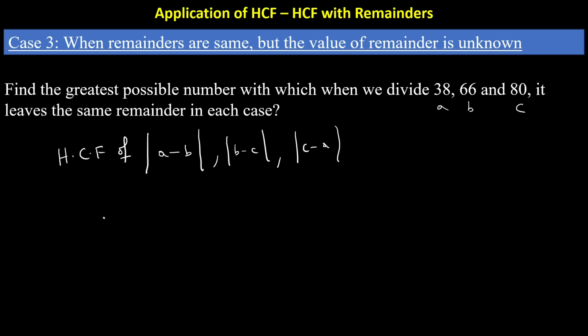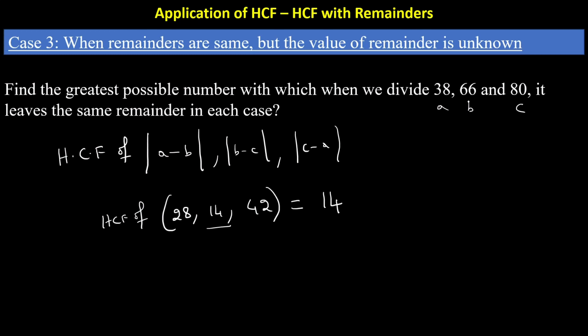So what is the difference between 38 and 66? 28. And 66 and 80, 14. And 80 and 38, 42. So this will be your answer. So clearly you can see that 14 will divide 28 and 42. So definitely 14 is the HCF, that is the common factor here. So the HCF of 28, 14 and 42 is 14. So 14 is the greatest possible number.